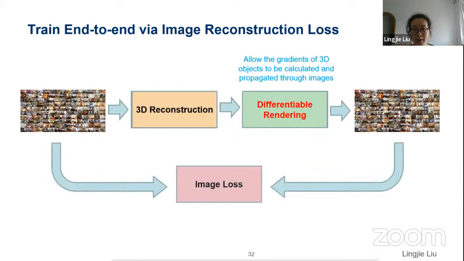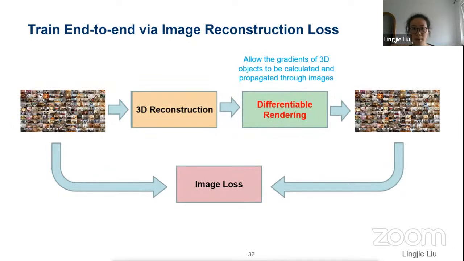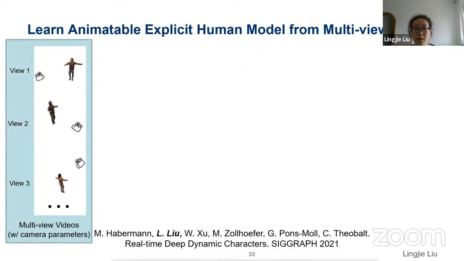In this way, by comparing these rendered images against the ground truth images, the 3D geometry and appearance can be optimized. And since these rendered images are enforced to be close to the ground truth images by minimizing the loss function, these rendered images will be photorealistic. Based on this idea, we proposed a new method called real-time deep dynamic characters, or DDC for short.